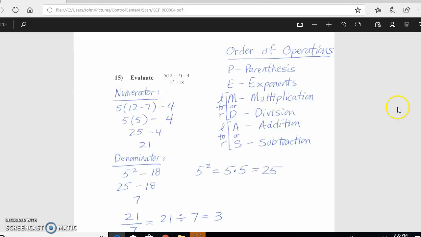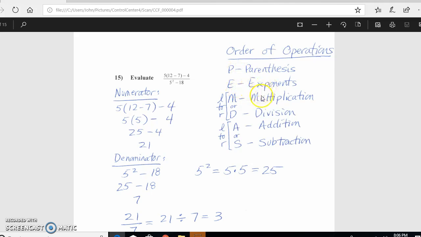This is the practice test for whole numbers, and here we are working on problem number 15, and we're asked to evaluate this expression, and we have an expression on the top and the bottom of this fraction, and we're going to have to evaluate each of them separately. Now, to do so, we're going to need the order of operations, and I've listed the order of operations here.